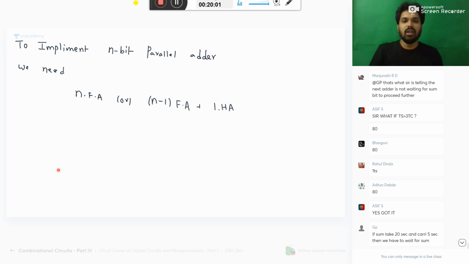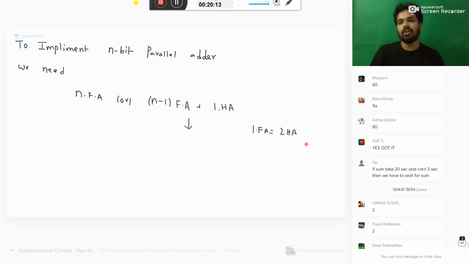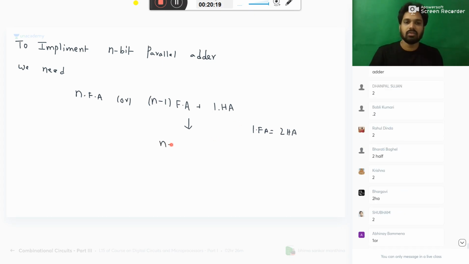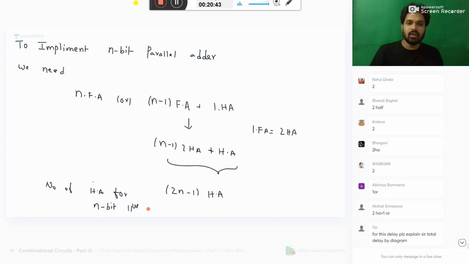Okay, so where we are: n minus 1 full adders and 1 half adder. You know, 1 full adder is equal to how many half adders required? 1 full adder is equal to 2 half adders, and an OR gate also required definitely. So 2 times half adders, plus 1 half adder. So what is the answer? 2n minus 2 plus 1, 2n minus 1 half adders. This is the number of half adders per n-bit parallel adder.